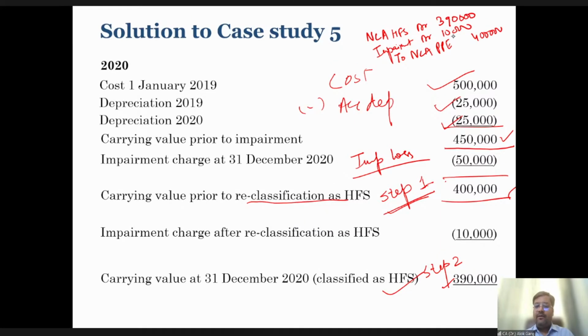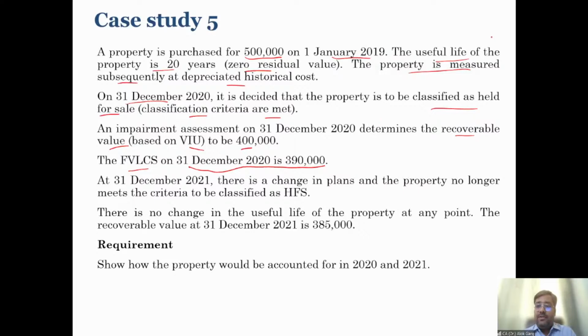Any doubt so far? Okay, clear to everyone. Okay, very good. So till this part, we have done the HFS accounting.